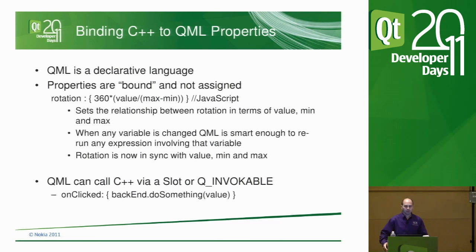So here we have a binding where we're binding our rotation to some value, a min and a max. These could be variables that are instanced or properties in QML, or they could be things that have been pushed from C++. QML can also call back to C++ by simply calling functions that are slots or use Q_INVOKABLE. So you can say backend.goDoSomething.